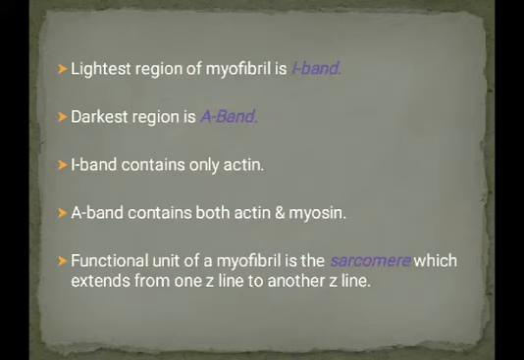The lightest region of the myofibril is the I band and the darkest region is the A band. The I band contains only actin, while the A band contains both actin, the thin filament, and myosin, the thick filament. The functional unit of the myofibril is the sarcomere, which extends from one Z line to another Z line. The concept of I band, A band, and sarcomere becomes very clear when you see the picture in the sliding filament model of muscle contraction.